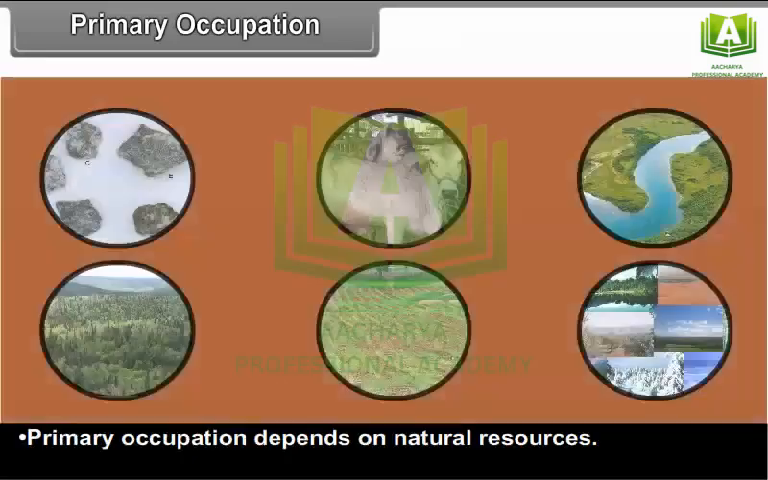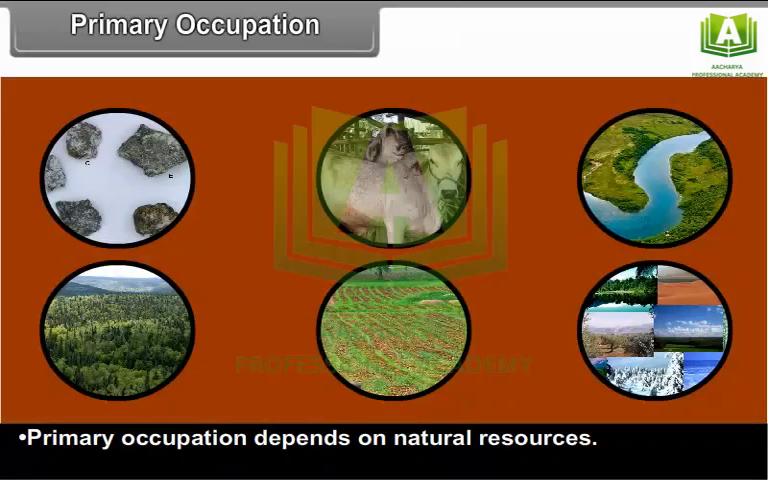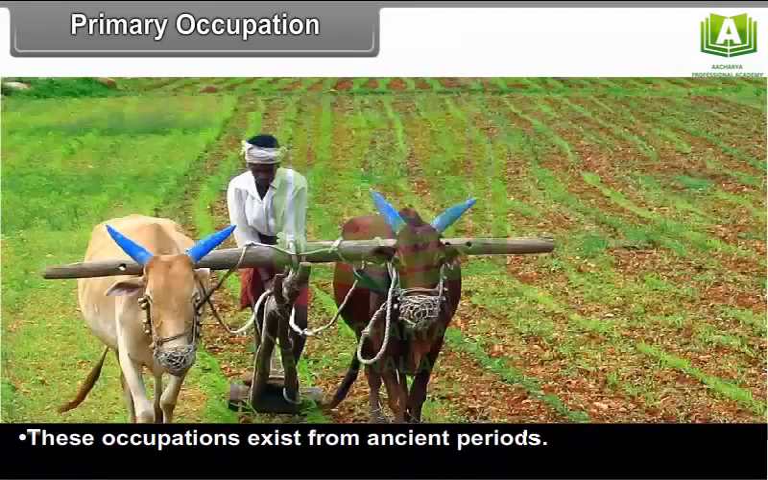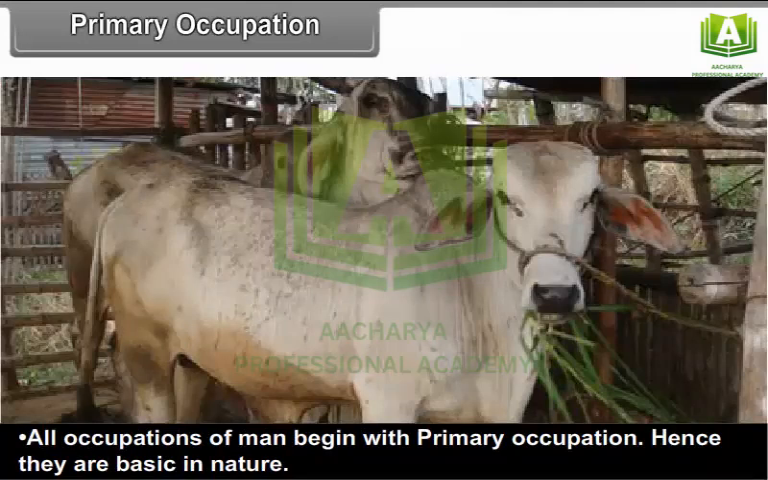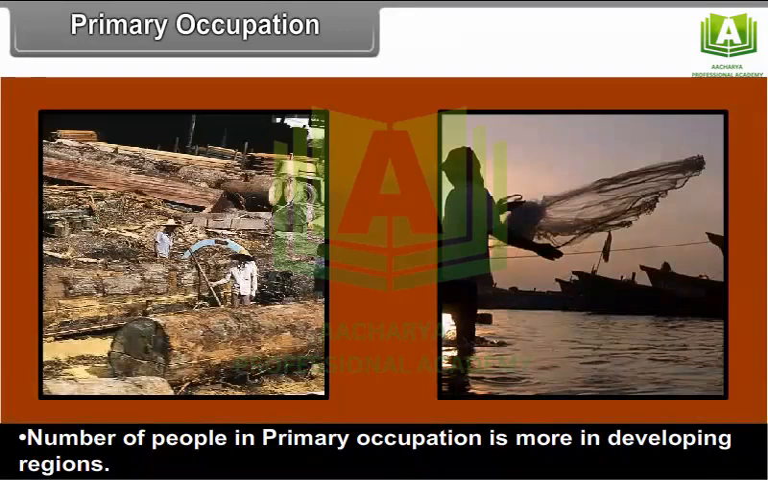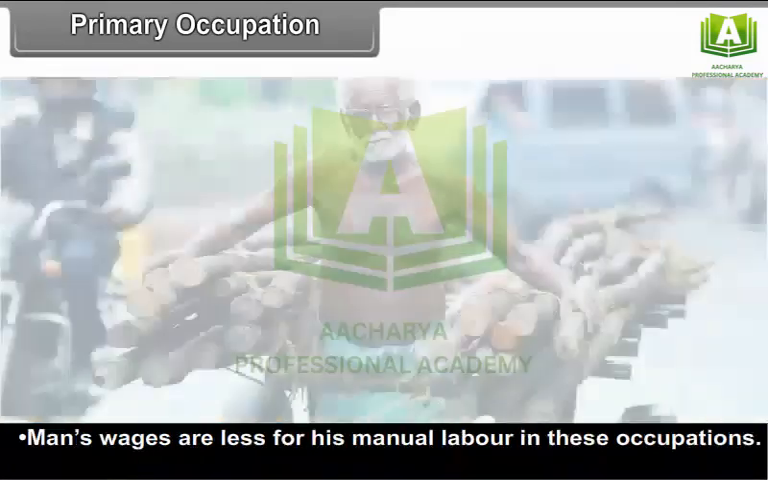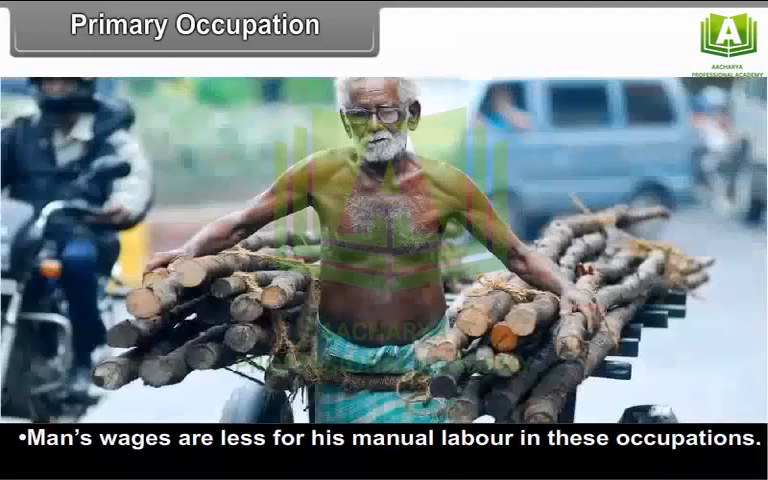Characteristics. Primary occupation depends on natural resources. These occupations exist from ancient periods. They are fundamental occupations because other occupations depend on them. All occupations of man begin with primary occupation. Hence, they are basic in nature. The number of people in primary occupation is more in developing regions. Man's wages are less for his manual labor in these occupations.